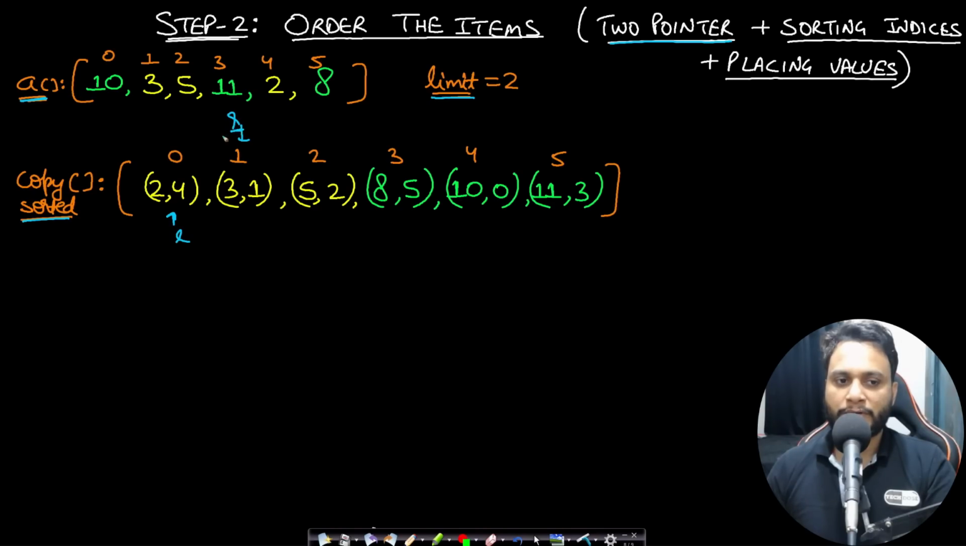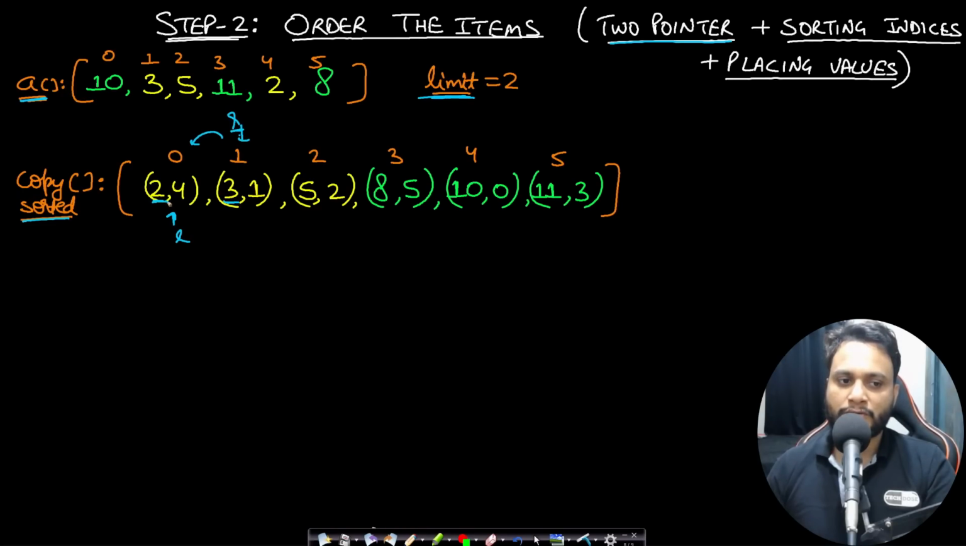Well, the right pointer will always be comparing with the previous item, and it will check the absolute difference between the current right pointer and the previous item. So if the difference is less than or equal to the limit, then we are within the same group and the right pointer will keep moving to the right.